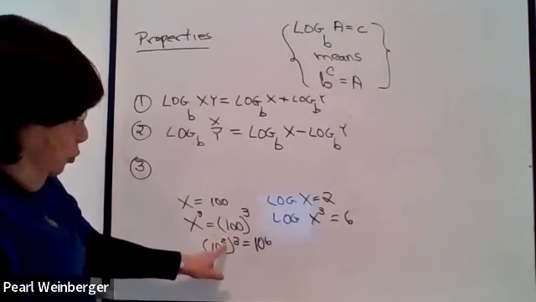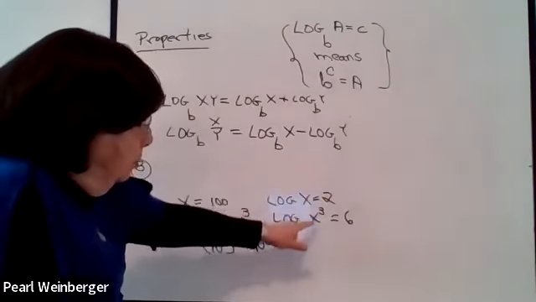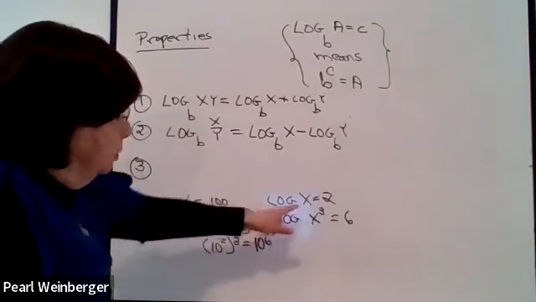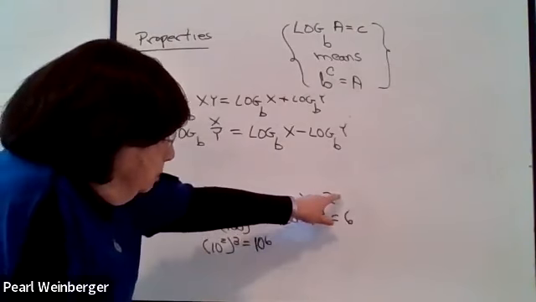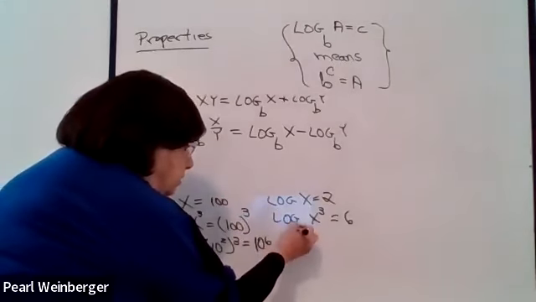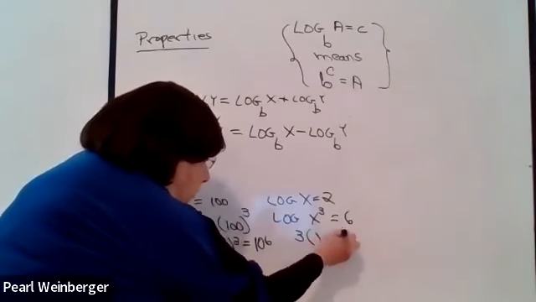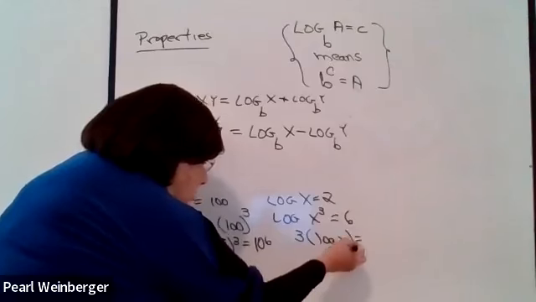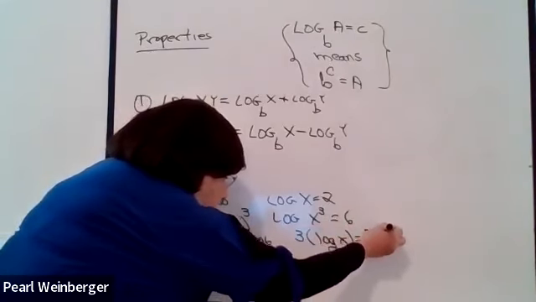The original 2, which is the log of x, is being multiplied by this new exponent 3. We're taking this 3 and multiplying it by the 2. In other words, what we did is we took the 3 and multiplied it by the log of x. That's how I got my 6.